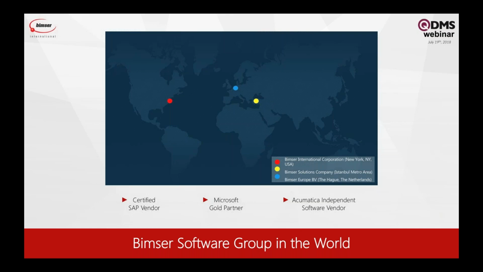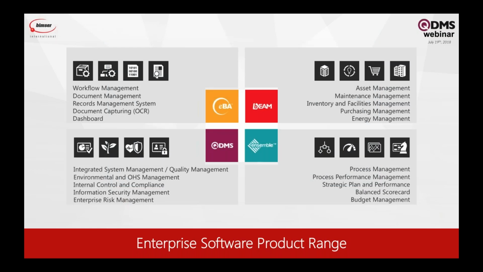As a company, we are actually a global company. Our parent company, an enterprise software development center, is based in the Istanbul metro area. Also, we have presence in the Netherlands for our European sales operations. As Bimser International, our team is located in the New York metro area, and that is where we service our market. We have been developing enterprise software products since 1998, and we are about 140 colleagues working day and night to deliver our products to companies and enterprises. We are a certified SAP vendor, a Microsoft Gold partner, and an Acumatica independent software vendor.